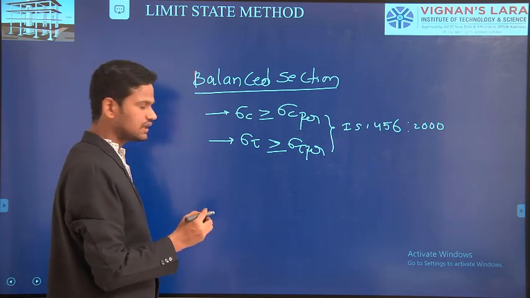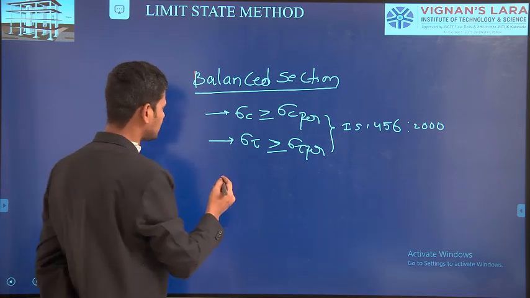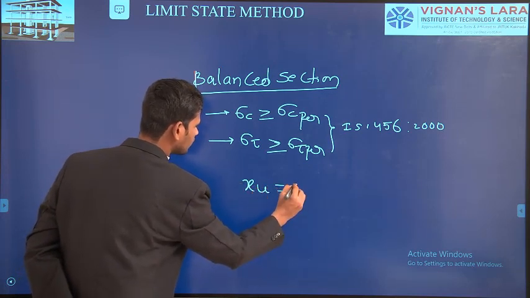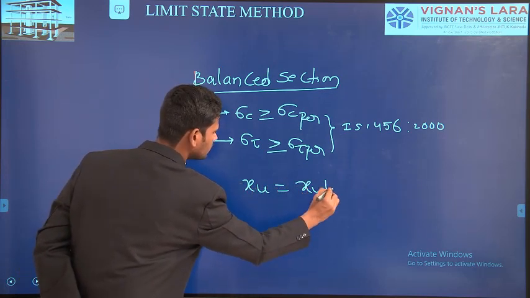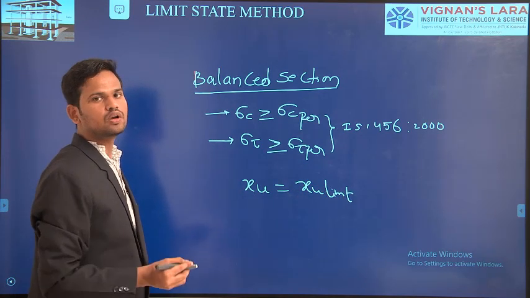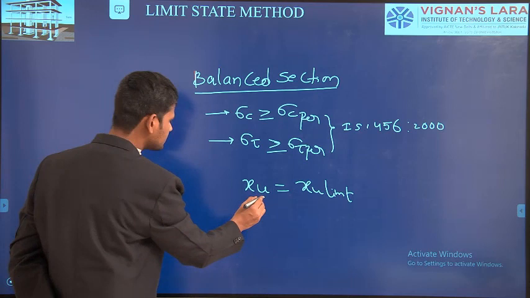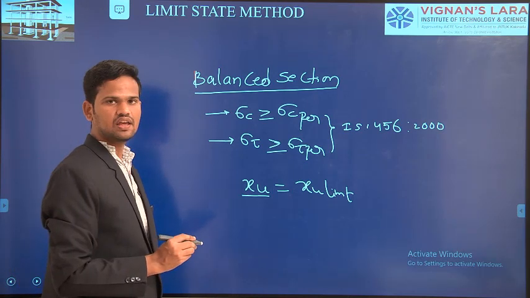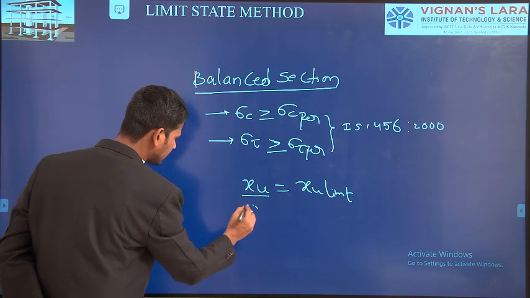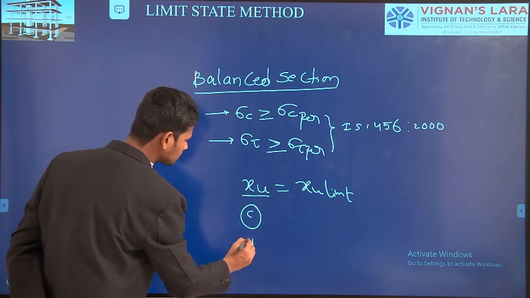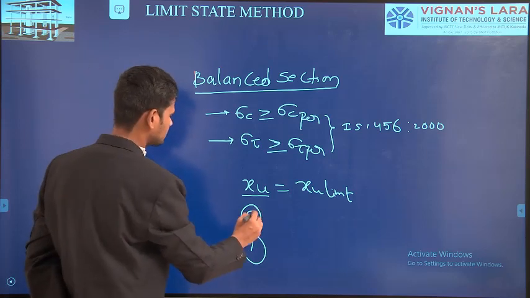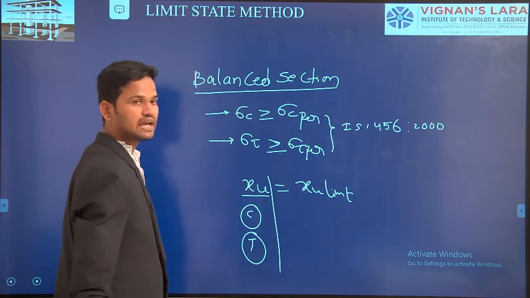Again, if you check here, for a balanced section we are getting Xu equal to Xu limit. For a balanced section, we are getting Xu equal to Xu limit. That means this Xu is the actual depth of the neutral axis. That actual depth of the neutral axis we calculate from the total compressive force as well as from the total tensile force. This is the Xu we are calculating.